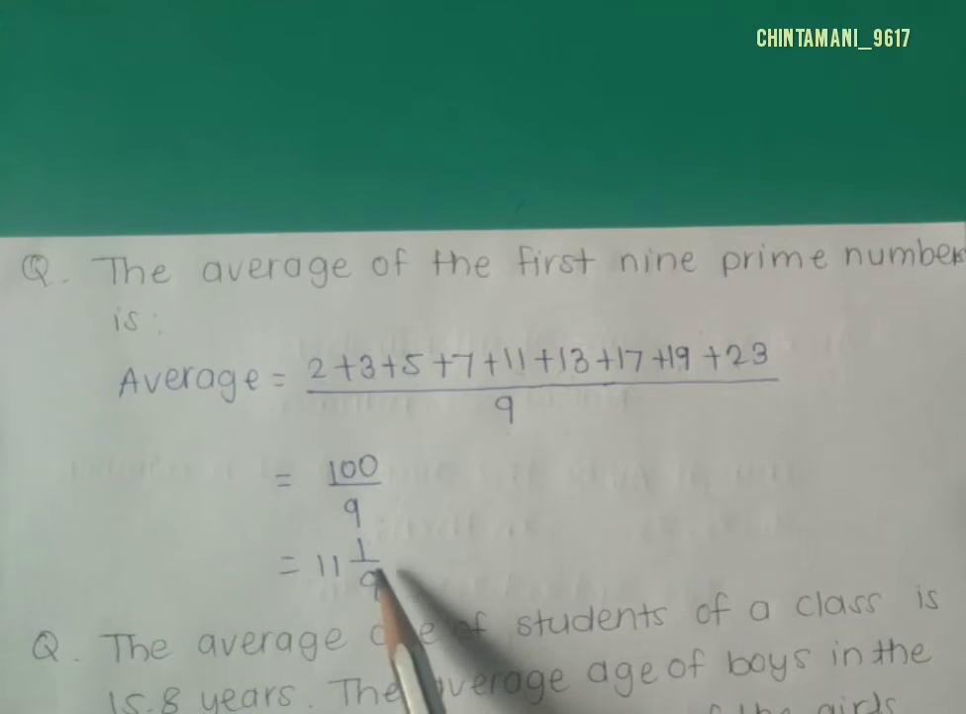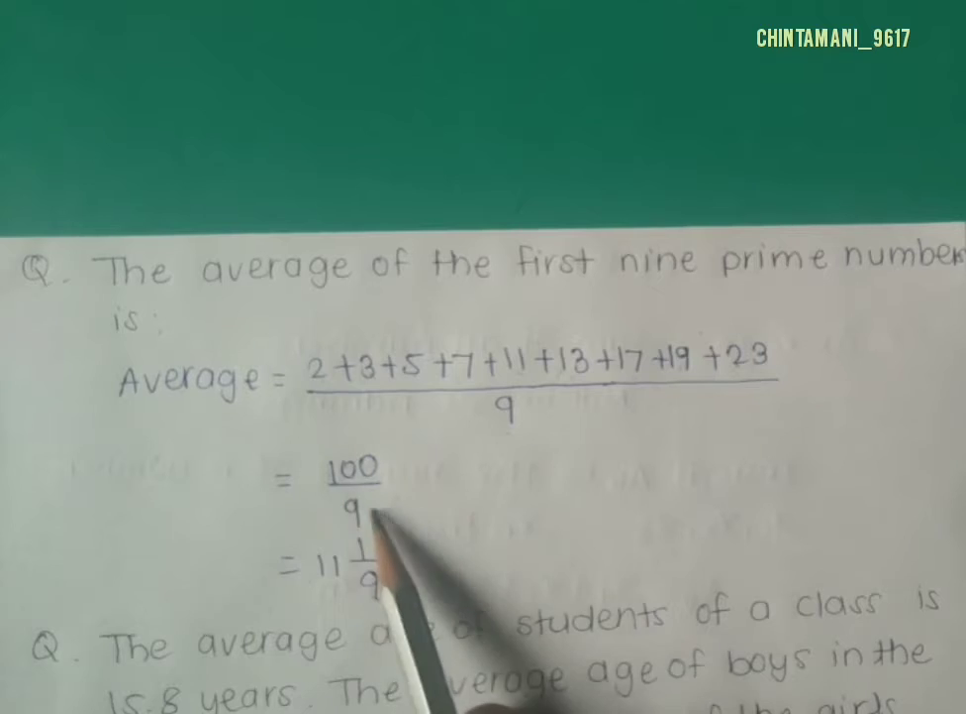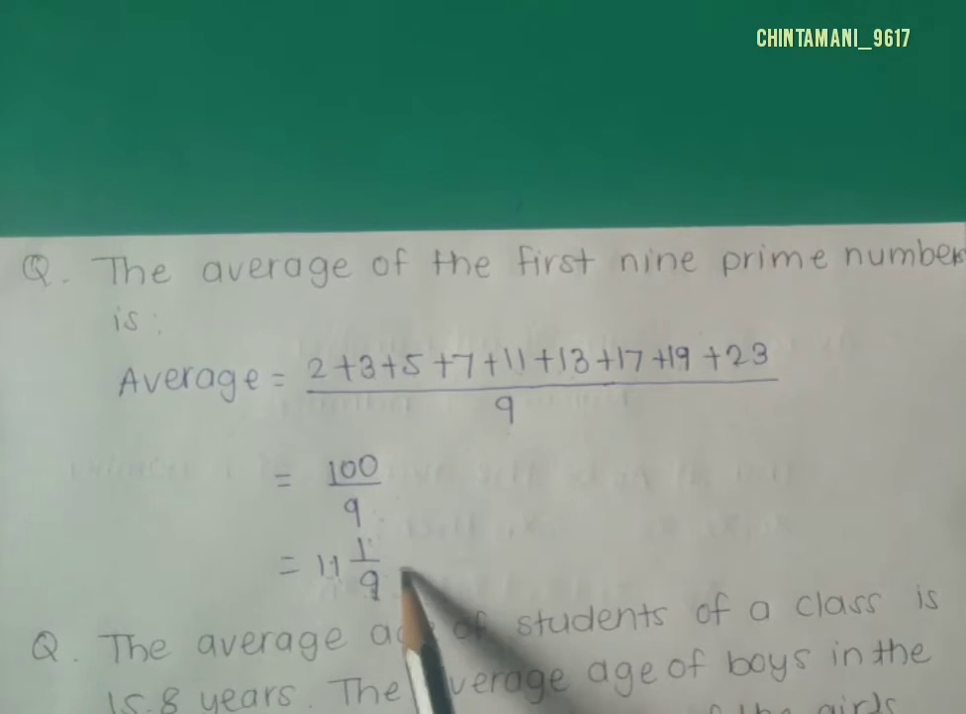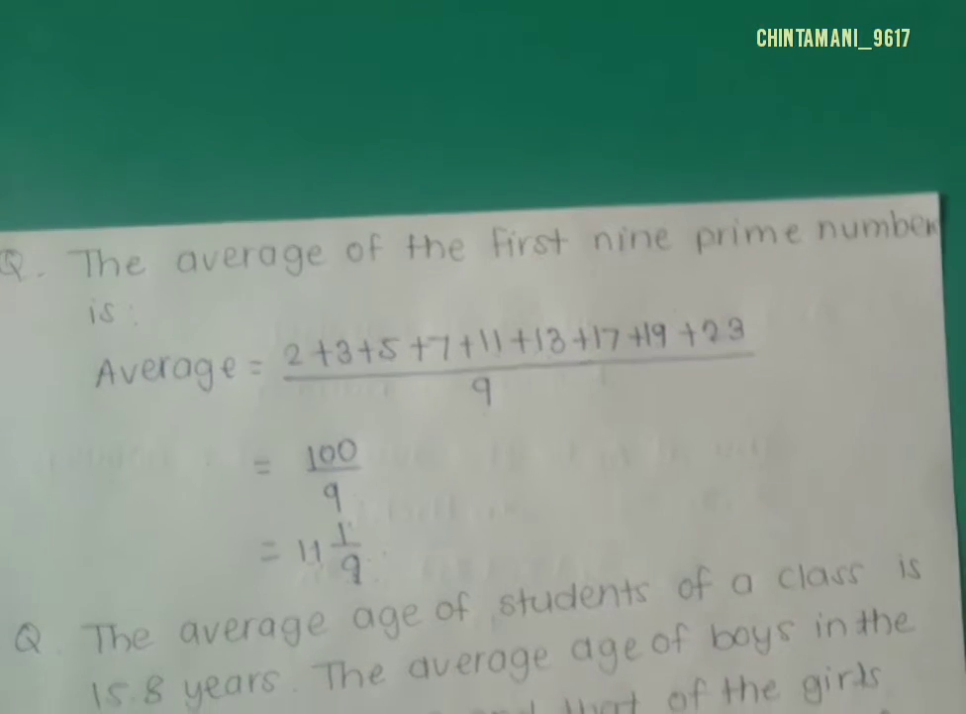How to convert 11 1 by 9 to 100 by 9 is very simple. Just multiply 11 by 9 and add 1. 11 into 9 is 99, plus 1 is 100, divided by 9. These are the conversions. So let's move to the second problem.